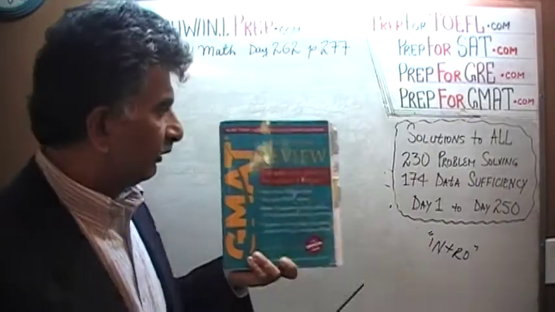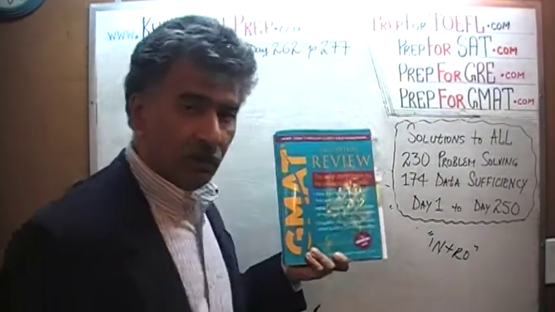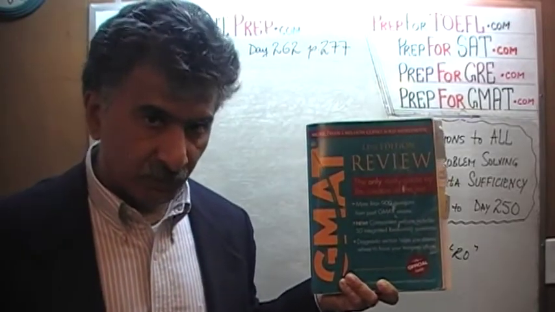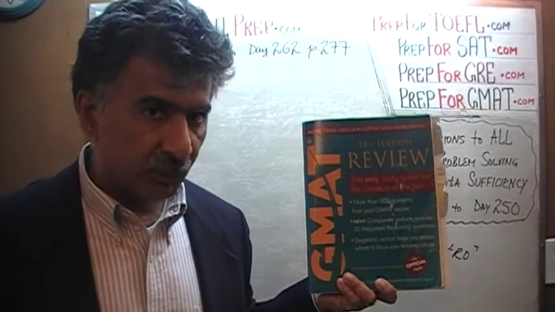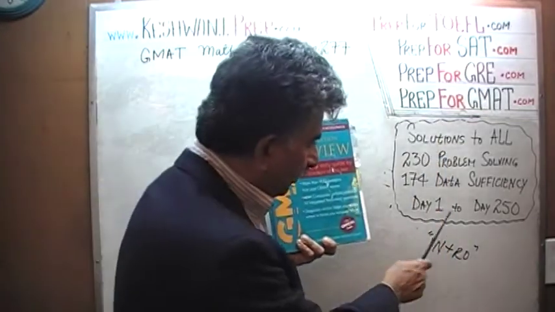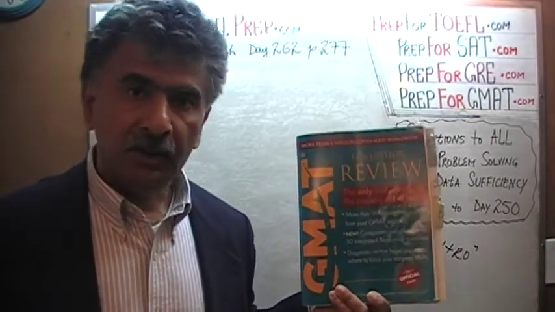The book contains 230 problem solving questions. It has 174 data sufficiency questions. We have solved every single one of those problems already. If you're interested in watching the original solutions to the problems, you will find the original solutions from day 1 through 250. Right now we are in the process of redoing the problems at a little bit of a faster pace.